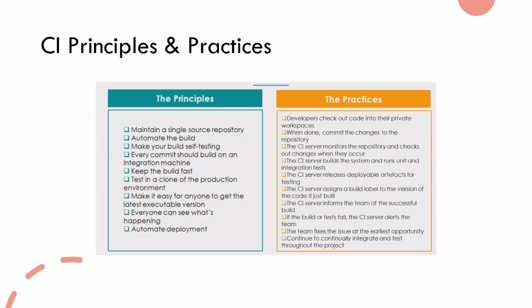The first principle says to maintain a single source repository, like GitHub, where everyone will be checking into your master, into your remote repository, and merging the code. Automate the build activity, which means rather than manually running the build commands, automate the build. Make your build self-testing, which means include the test cases. If you are writing in Java, then JUnit. If you are writing in Python, there are Python unit tests and so on.